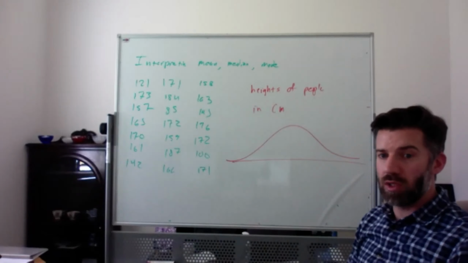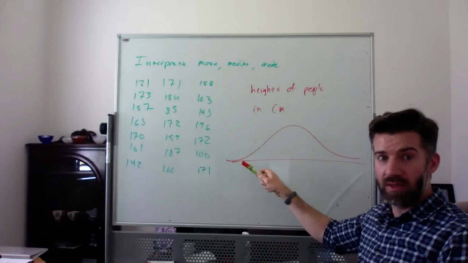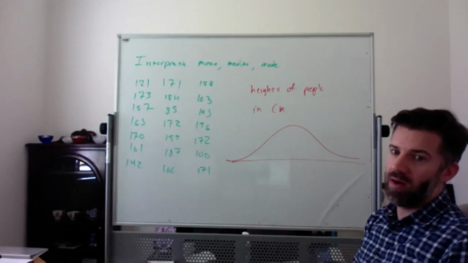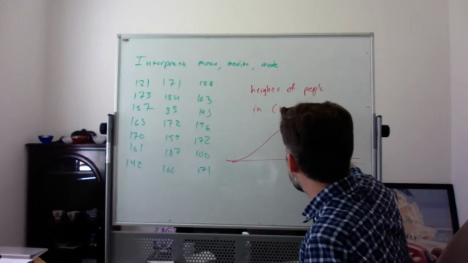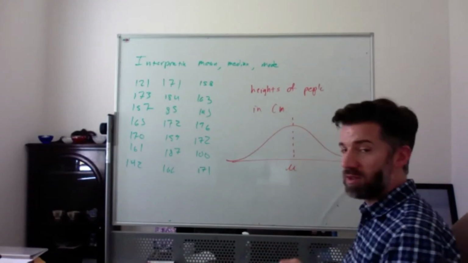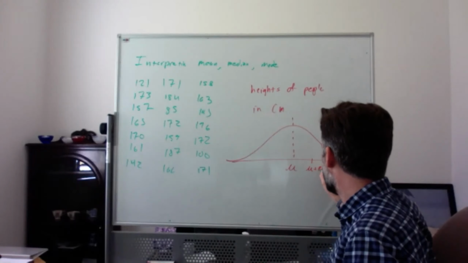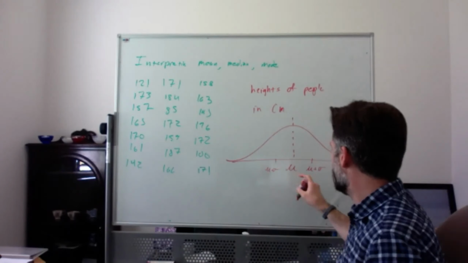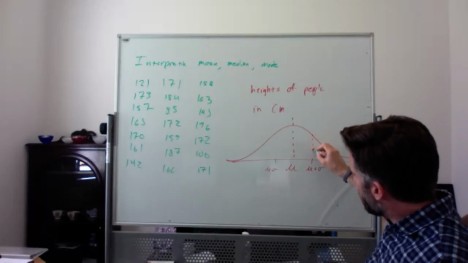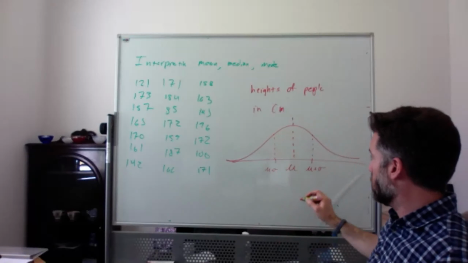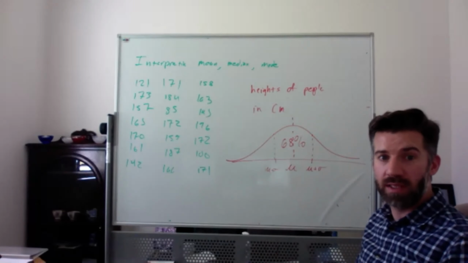If you're making the assumption that your data is relatively normally distributed, or we have this kind of normal distribution shape, then there are some assumptions you get to make about how things are distributed. Specifically, if your mean is in the middle, we usually use this lowercase mu for the mean, and this is mu plus sigma and mu minus sigma, sigma being the standard deviation. If you go one standard deviation in either direction, then 68% of the population is typically within one standard deviation on the other side.